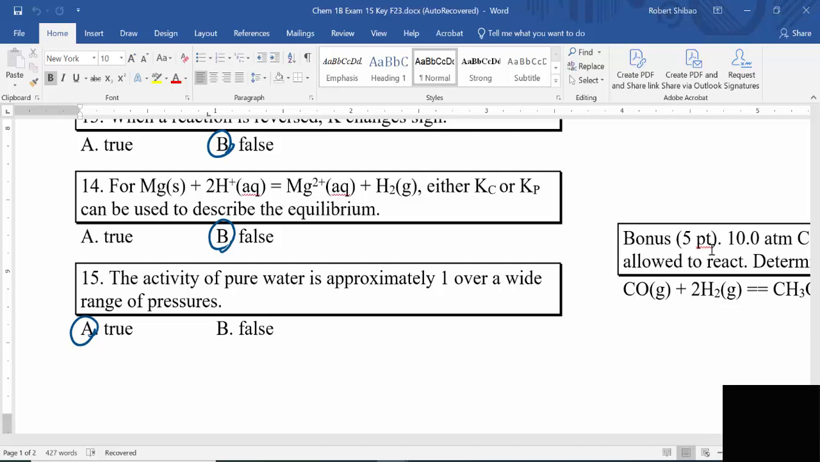So for 14, for magnesium plus 2H plus yields magnesium 2 plus with hydrogen, either Kc or Kp can be used to describe the equilibrium. Kp definitely cannot be used, because the aqueous species aren't gases. But what about Kc? Kc can be used for the aqueous species, no problem. But Kc can also be used for the gas.